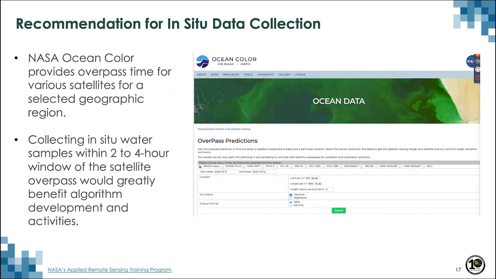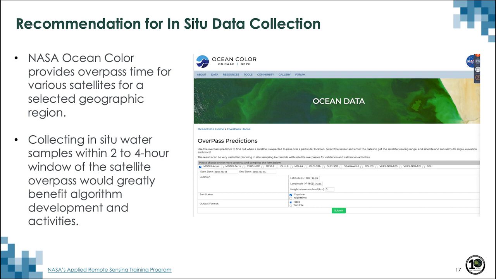So there is a recommendation for in situ data collection. NASA Ocean Color provides overpass times for various satellites for a selected geographic region. Here is the web page or link you can go to, and it's an overpass predictor. You can look at different satellites and pick latitude and longitude, geographical region, and time, and it tells you when there will be a satellite overpass over the lake of your interest.